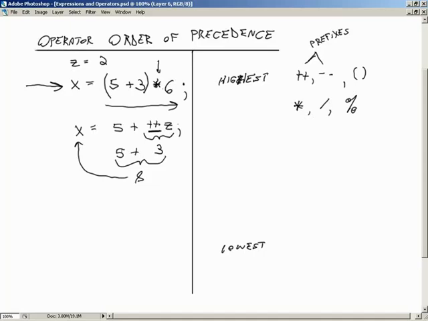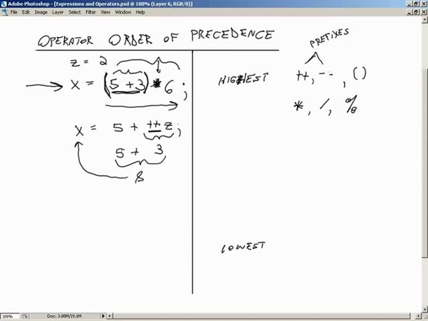Okay? So you can see if we needed this to occur first in our first example that we gave you, we simply put these inside of parentheses. And then this would get evaluated before we evaluate the expression using the multiplication operator. Okay? So like I said, multiply, divide, and modulus.